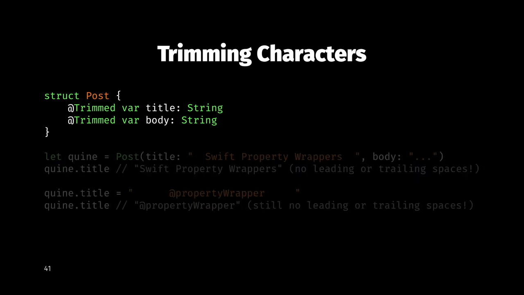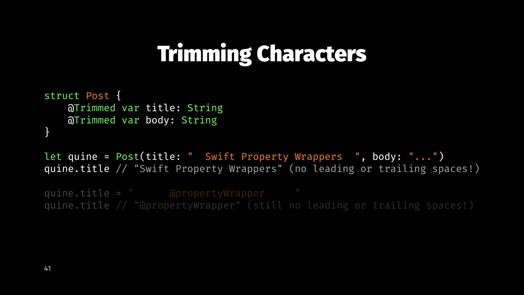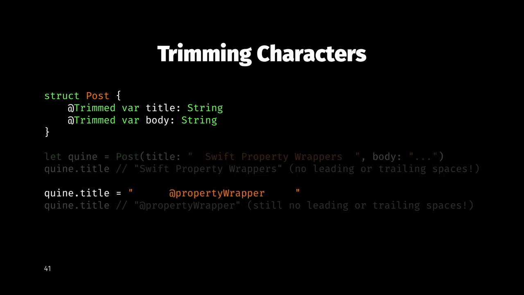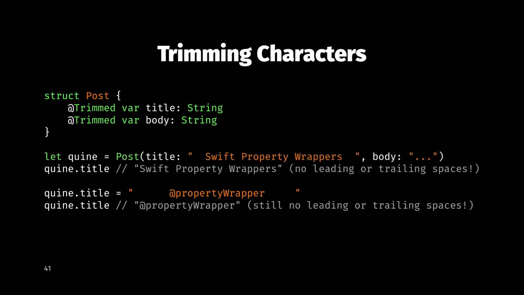So let's say we are working on an application that manages blog posts. These posts have a title and a body, and we can annotate both these properties with the @Trimmed wrapper. And then if we set these properties with strings that have leading or trailing spaces, they will be automatically removed. This way, we won't have to worry about setting a bad value with a subtle character that messes up all of our parsing logic. Everything will be handled by the wrapper.